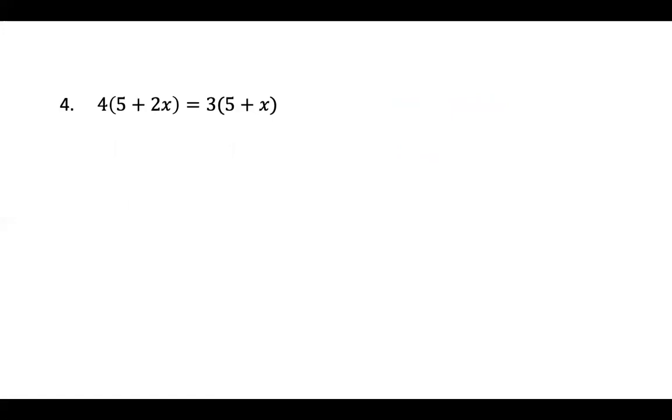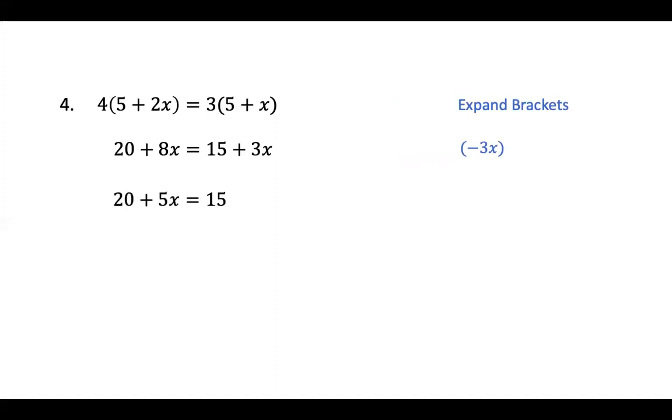Question 4 is very similar to question 3. So you first expand those brackets, and you get 20 plus 8x equals 15 plus 3x. Now I need to get all of my x's together on one side of the equal sign. So I'm going to subtract 3x from both sides. So that leaves me with 20 plus 5x equals 15.